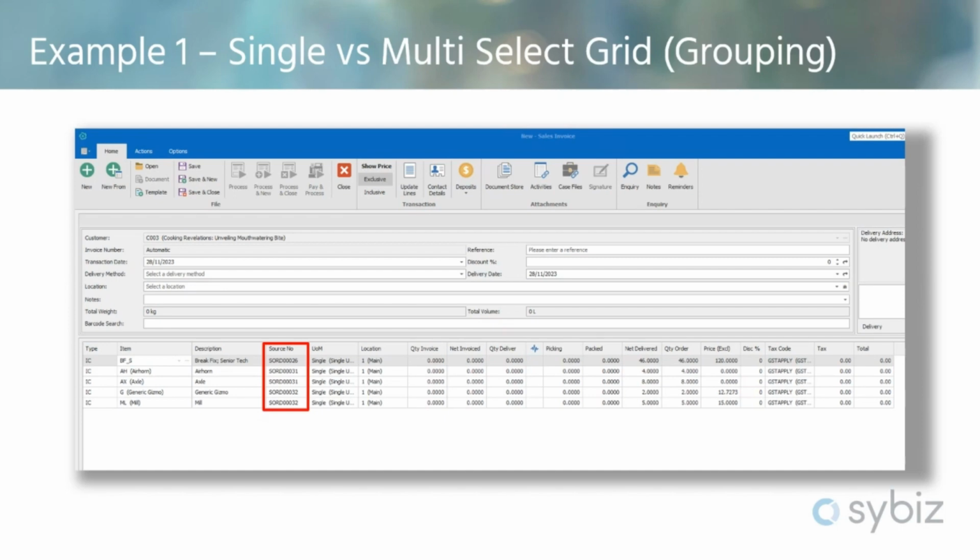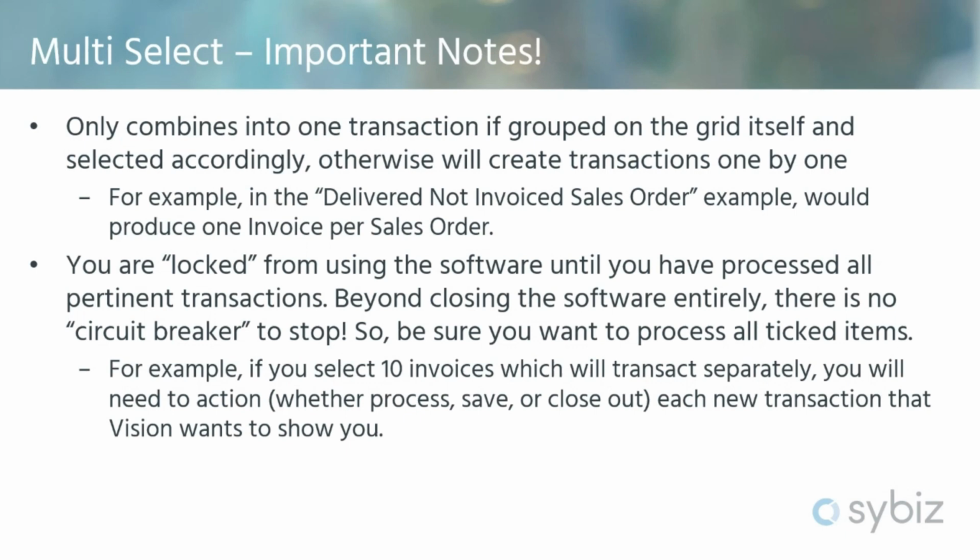There are a couple of quick notes though relating to multi-select, which are going to be important to remember. And of course, this is a perfect opportunity as we present a wall of text to remind you the recording will be available later, so you can review at your convenience. The only items that are combined into one transaction if grouped are the ones that are grouped and selected. You can select an absolute ton of transactions at once, and that's totally fine, even if you ignore all that grouping stuff and select everything, but it is going to create transactions one by one.